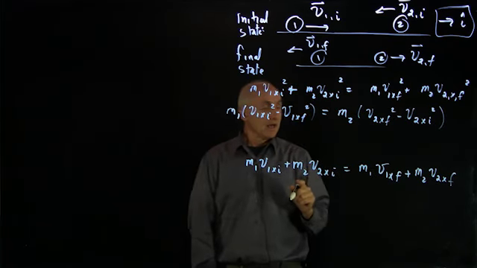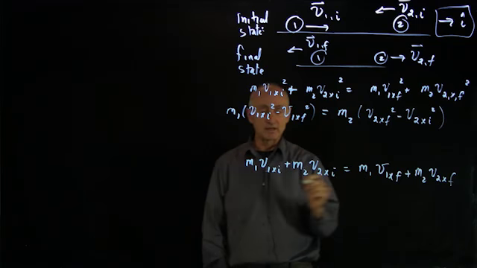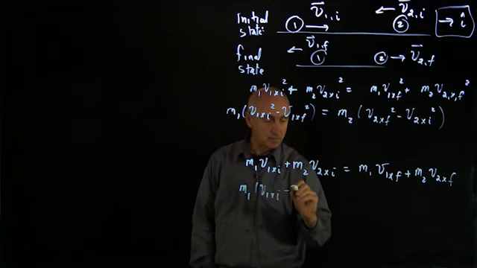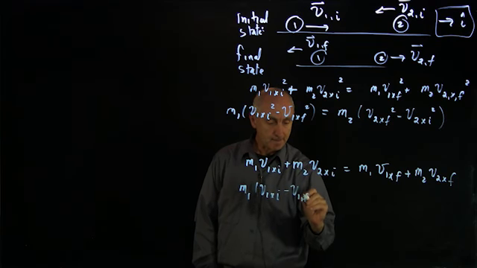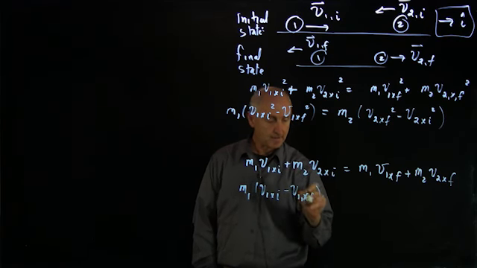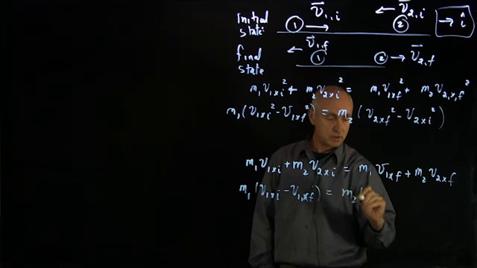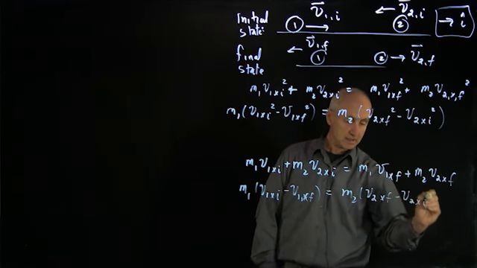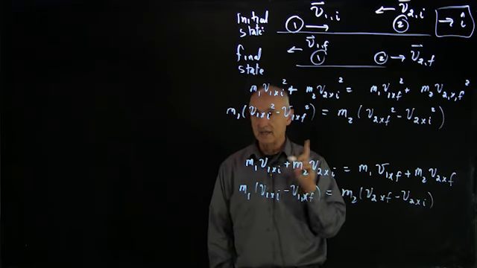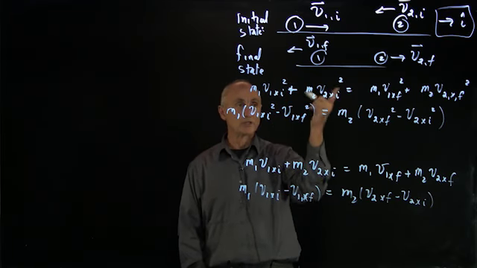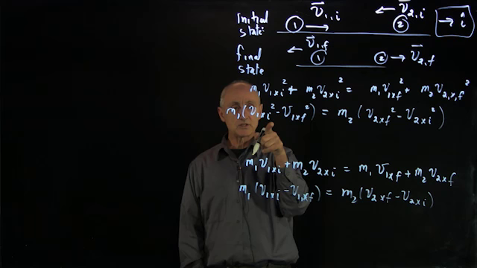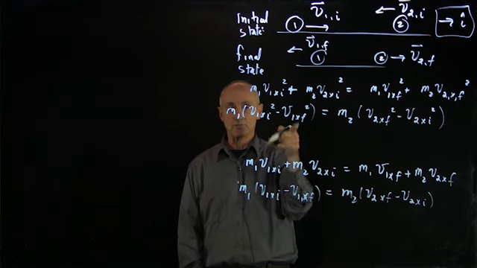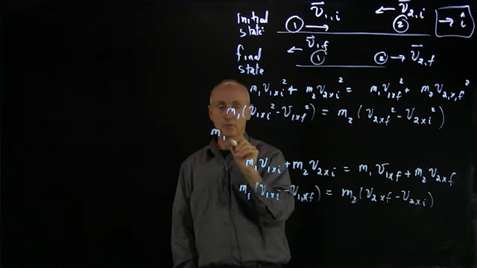Now, likewise, I'll do the same thing down here. I have m1 times (v1x initial minus v1x final), and that's equal to m2 times (v2x final minus v2x initial). Now, here comes the algebraic trick in which I'm going to linearize these systems. This is a squared minus b squared, which factors into a plus b times a minus b. So let's give ourselves a little room.